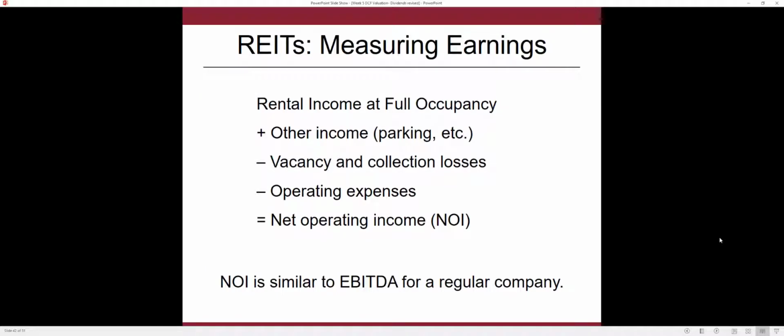Well, they've got their own terminology, and measuring earnings is a little bit difficult because it doesn't use the same terms as a regular company. You have to be familiar with this net operating income. And let me show you how to get that if you're trying to evaluate a REIT within Capital IQ.